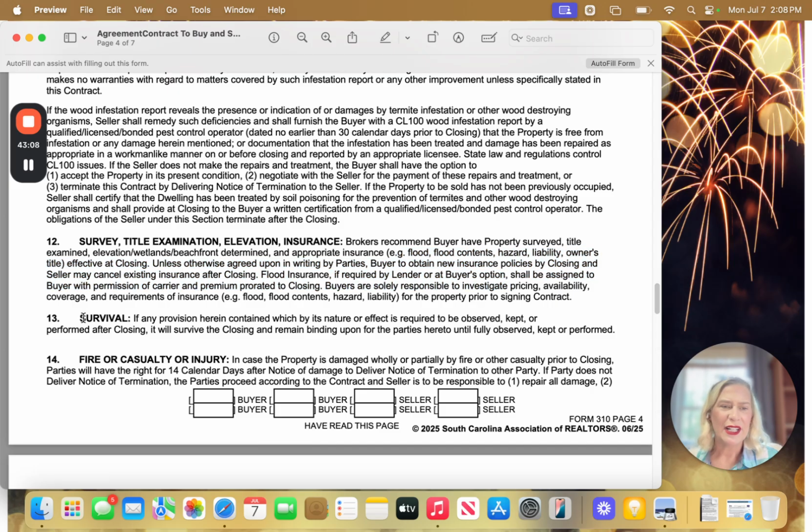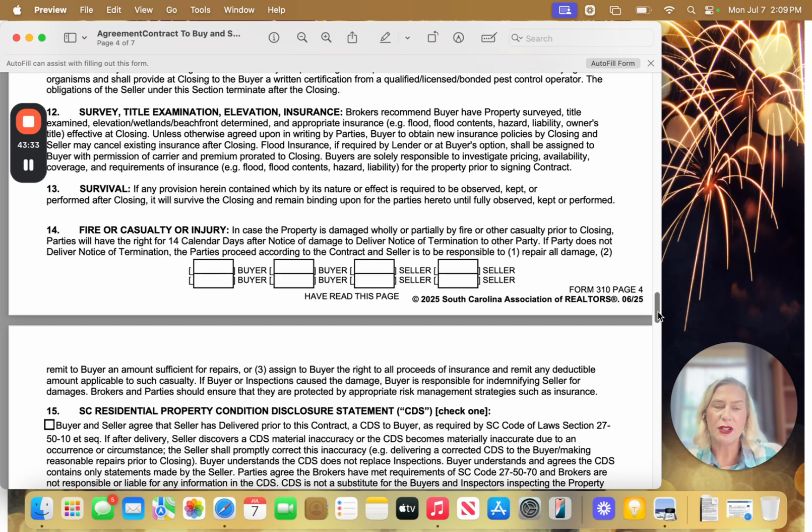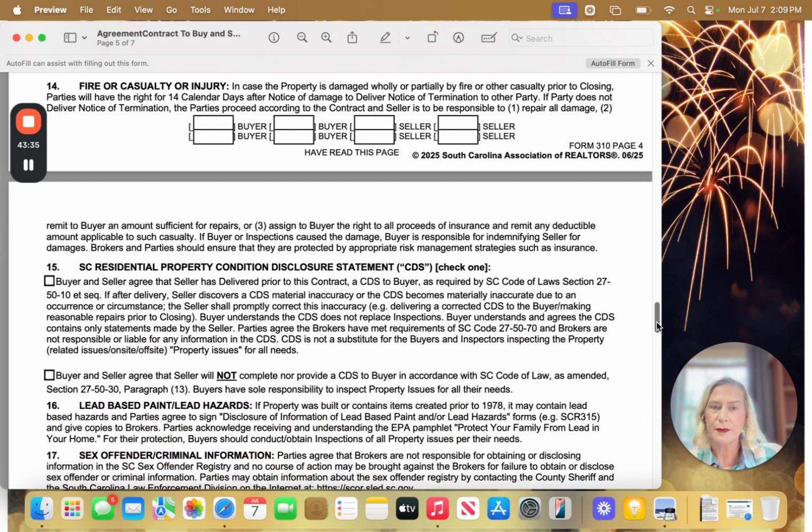13, any item that's listed on the contract will be observed, kept, or performed after closing. It survives the contract. So even if the contract closes or is terminated, if there's something outstanding that's listed on this contract, it will supersede this contract being expired. Casualty or fire, if the property is damaged in a fire or a hurricane, the buyer can submit a notice of termination on this.